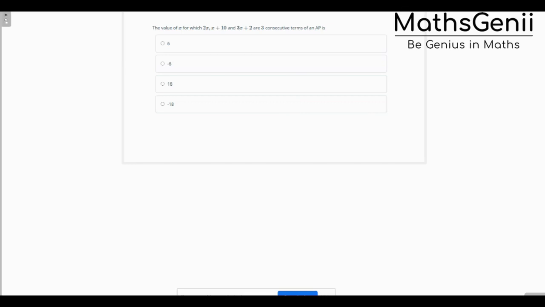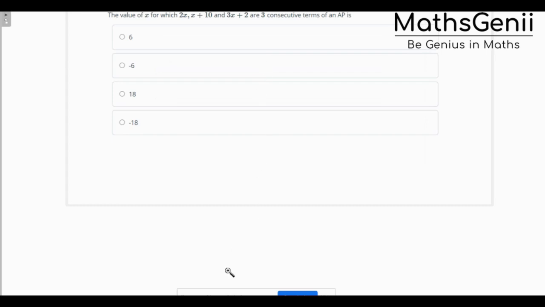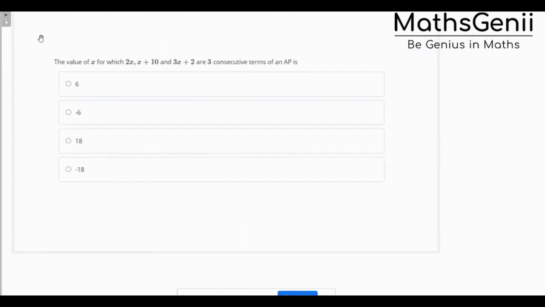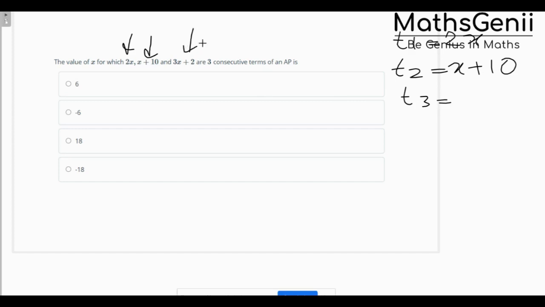Now in this question, I would like to highlight a few things before we start. The value of x for which these are three consecutive terms. So I'll write T1 is equal to 2x. I'm just copying from the question. T2 is equal to x plus 10 and T3 is equal to 3x plus 2. And it is said that it is in AP.